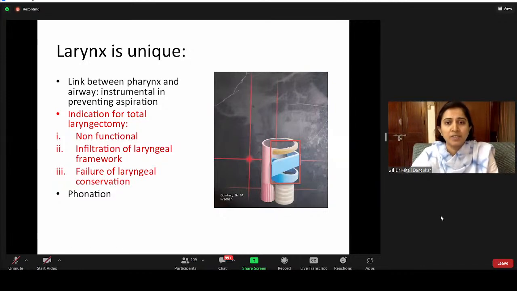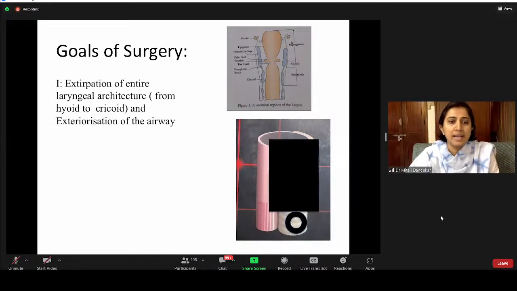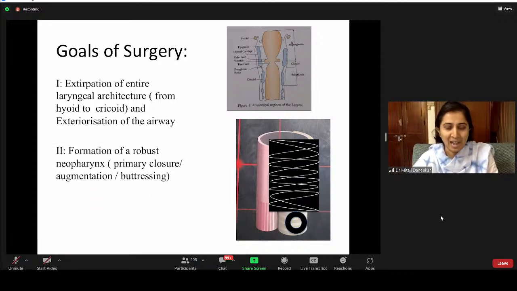Similarly, because phonation is a very important function of the larynx, it is incumbent upon the surgeon to rehabilitate every patient for voice. Keeping this in mind, we discussed the goals of surgery. It would entail extirpation of the entire laryngeal architecture, along with exteriorization of the remnant airway. This unwieldy line actually represents the suture line, which would be performed after the exteriorization to form a robust neopharynx, either with a primary closure, augmentation, or buttressing. We would discuss each one of them as we go ahead in the presentation.